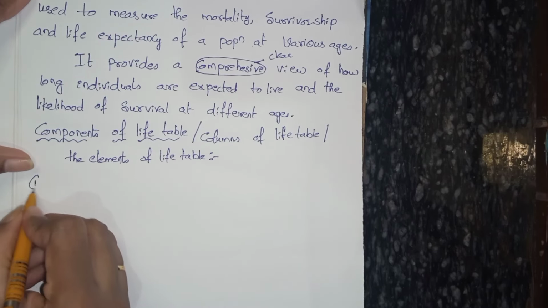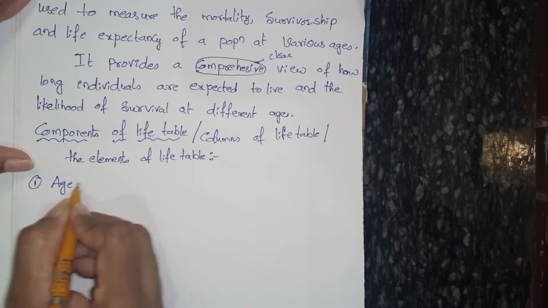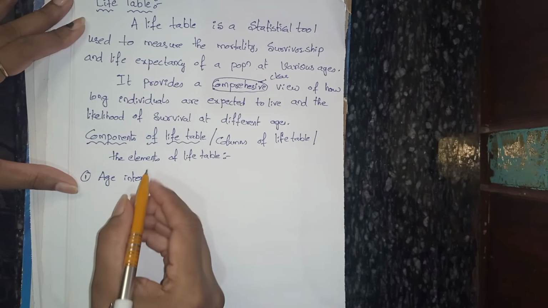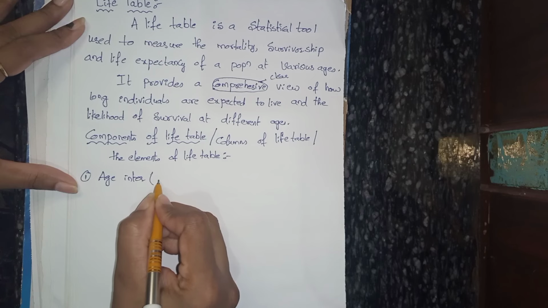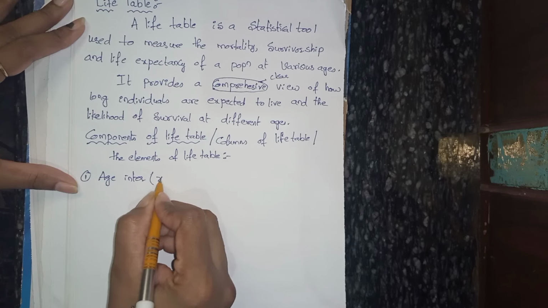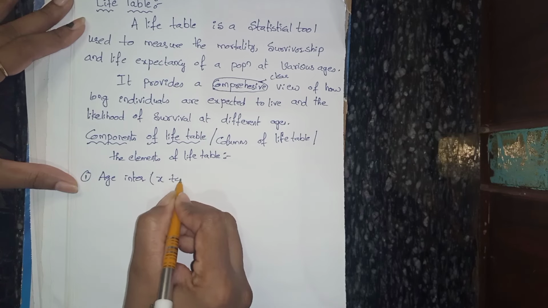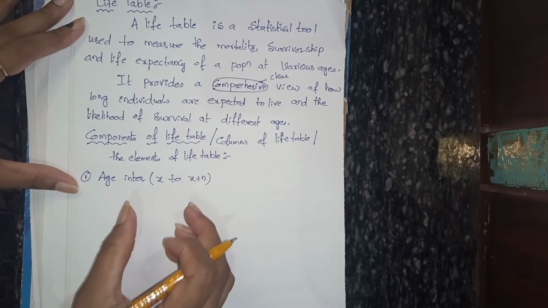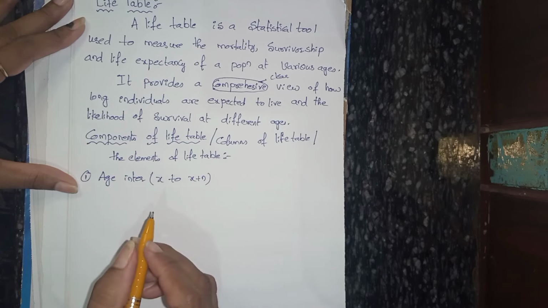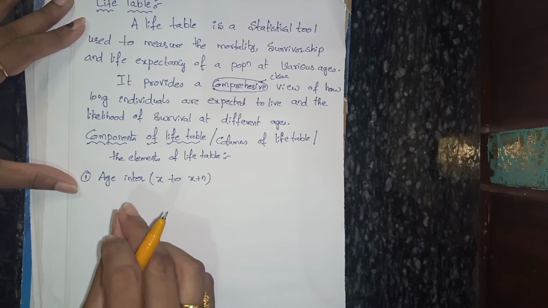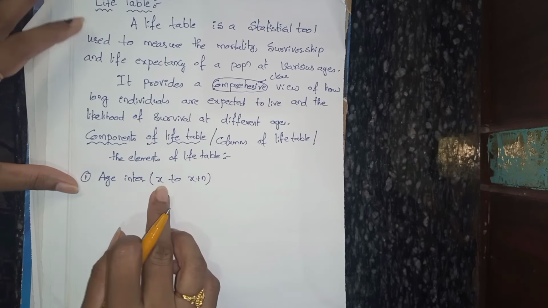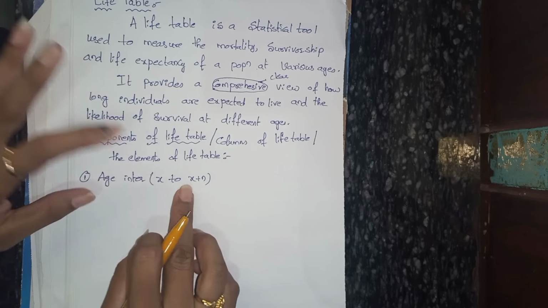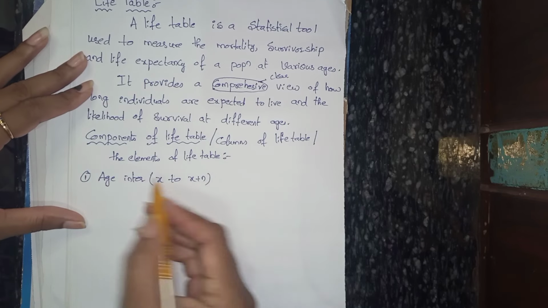First one, age interval. Age interval in the sense what? It is denoted with X to X plus N. Age interval in the sense is nothing but a limit. That means if you take from 1 to 2 years, here X stands for 1 and X plus N is nothing but 2 years. So that is called age interval.